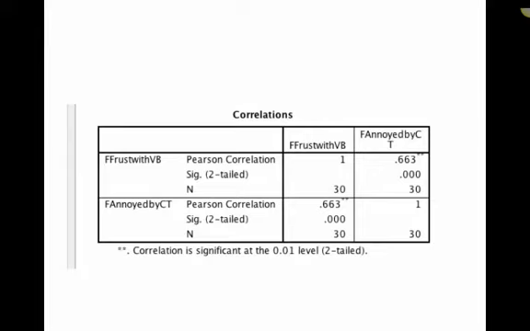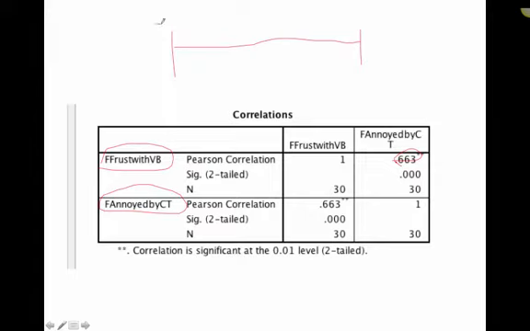This is my capstone. This is one of the correlations. They're frustrated with volleyball, and they're annoyed by their coach and or teammates. This is what a correlation box looks like. This number here is .663.